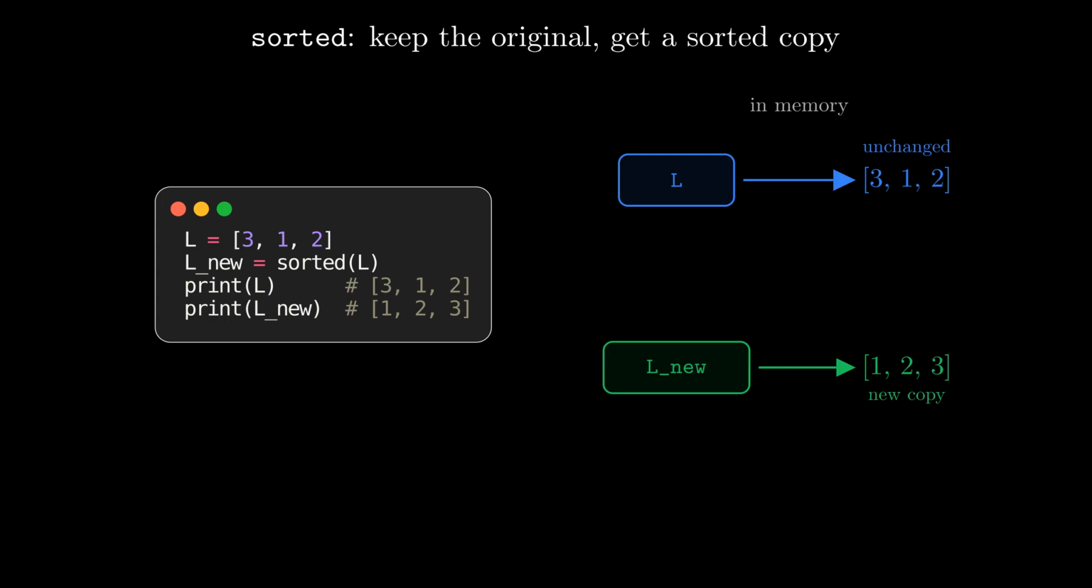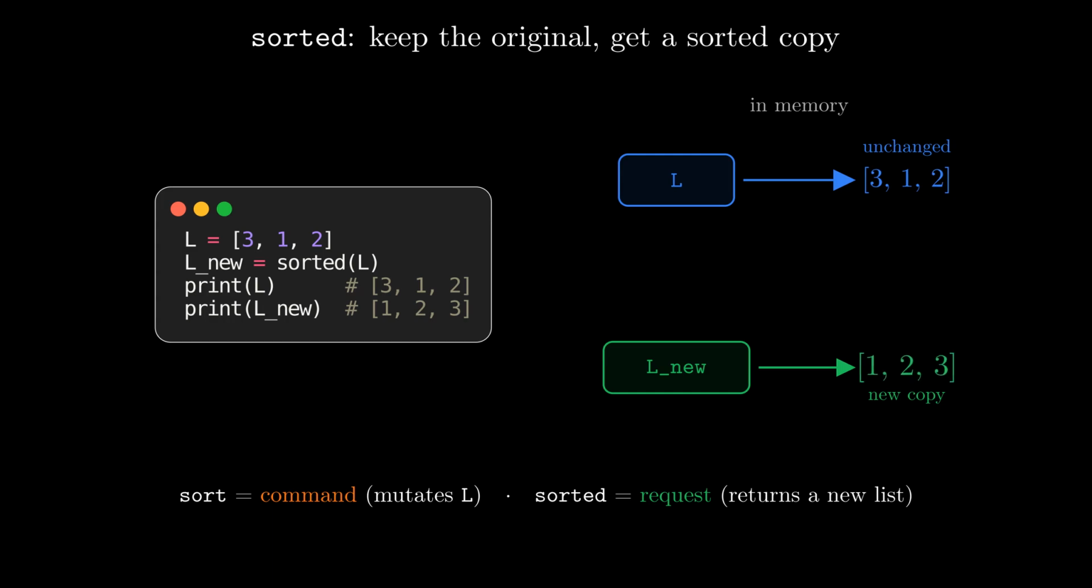A handy way to keep them straight. Sort is a command. Sort this list, change it. Sorted is a request. Please get me the sorted version of the list. The command mutates the list. The request returns something new and leaves the original alone. Sorted also chooses the natural order for the type, increasing for numbers, alphabetical for strings.